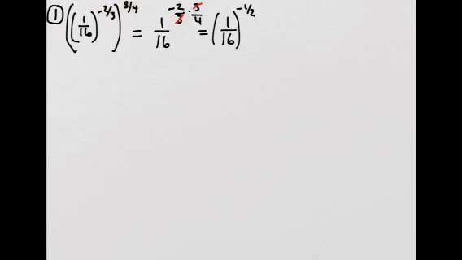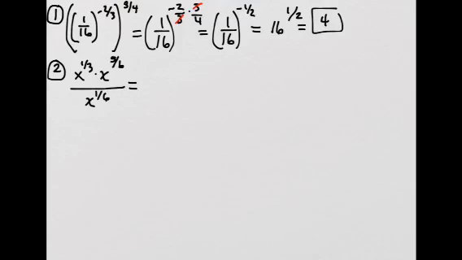Okay, so I should put parentheses there. And if you want to make it positive 1/2, remember you take the reciprocal of the base. And 16 to the 1/2 means the square root of 16. So this is 4. Okay, so number 2, you have in the numerator the same base raised to different powers.